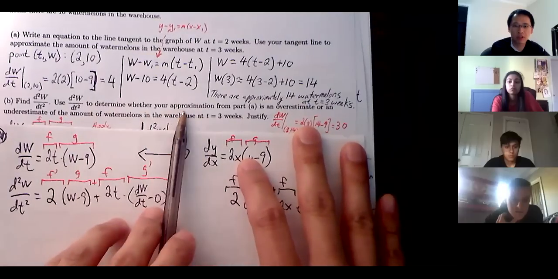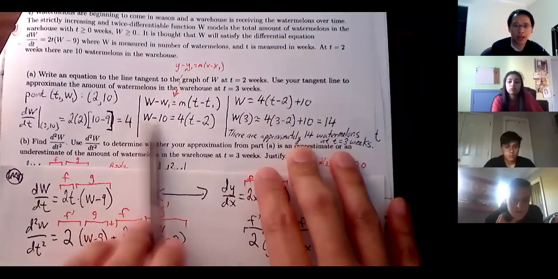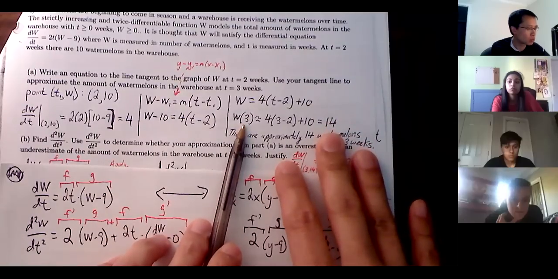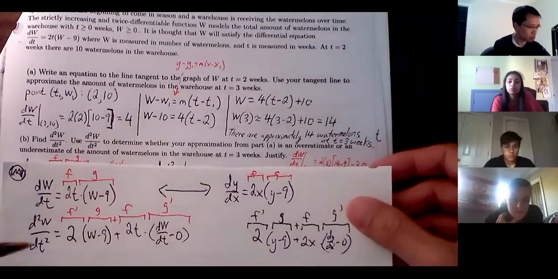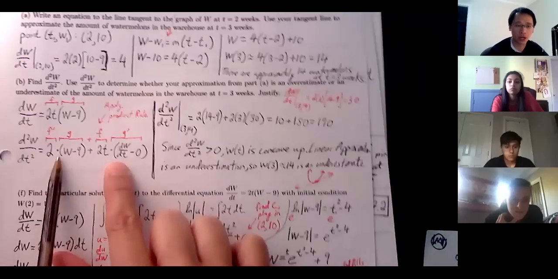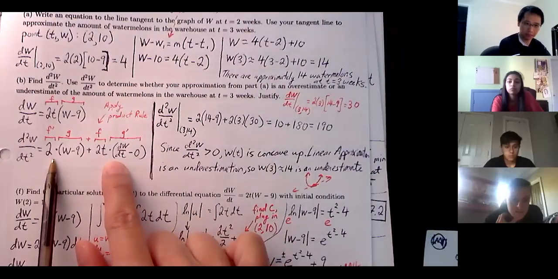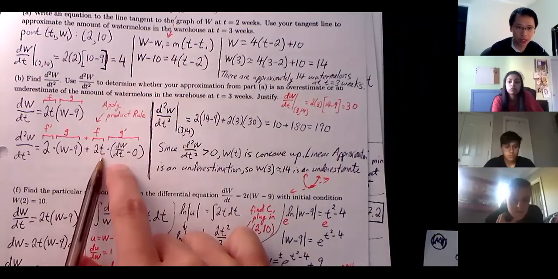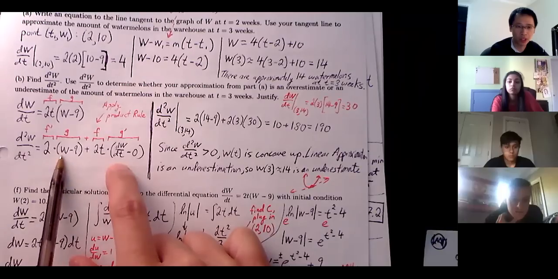Determine whether your approximation from part A, so part A, our approximation is 314. Is this an under approximation or over approximation? So what we're going to do is plug 314 into our second derivative expression. So we'll plug 3 in for t. We'll plug 14 in for w.